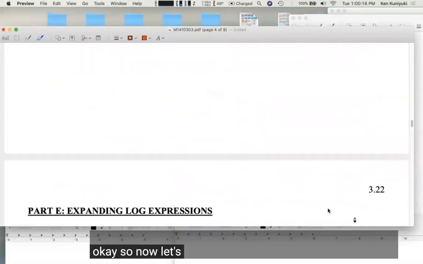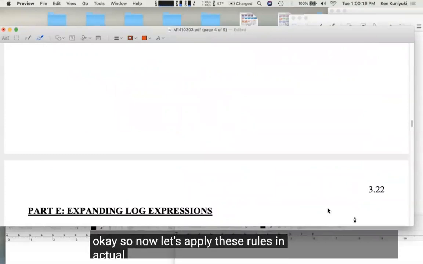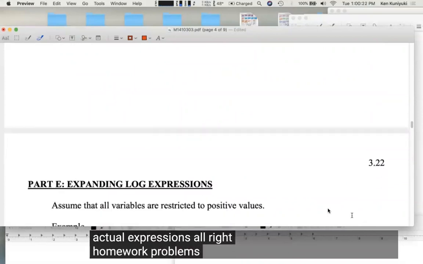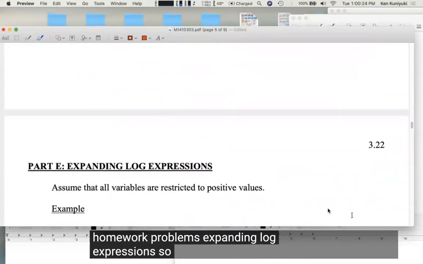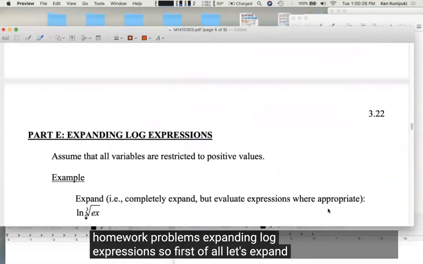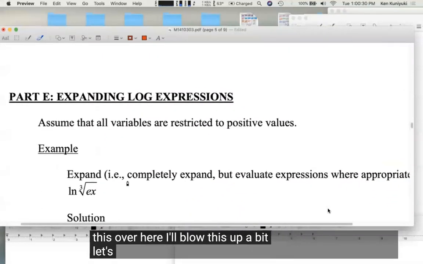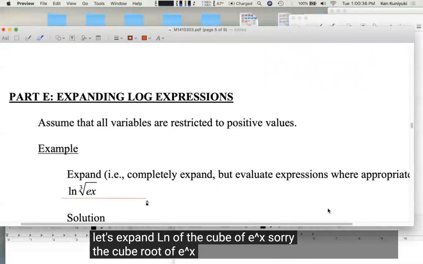Okay, so now let's apply these rules in actual expressions. All right, homework problems. Expanding log expressions. So first of all, let's expand this over here. I'll blow this up a bit. Let's expand ln of the cube root of e^x.